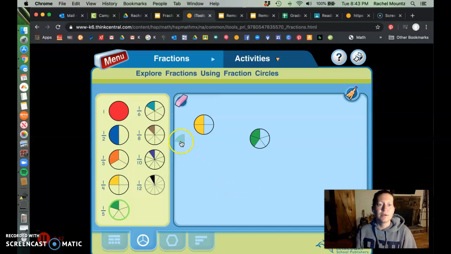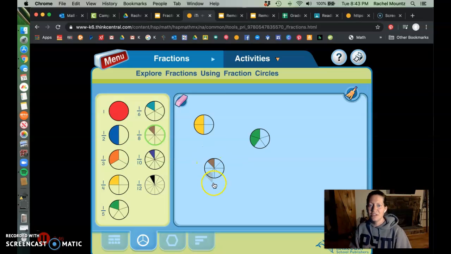All right, what if I did it with eighths? Okay, 1/8 plus 1/8, you know what to do by now, 2/8. The numerator is how many pieces. Does that look like a fraction piece to you? How many pieces I have.